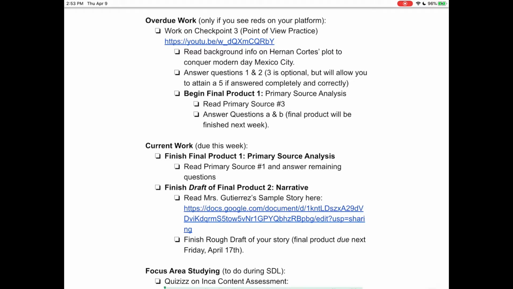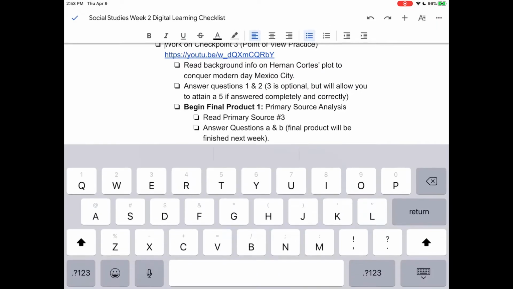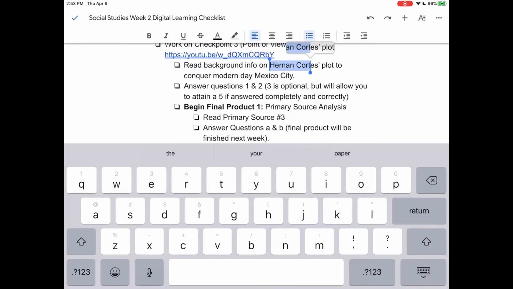But what we find when we actually look at what Hernan Cortez said in private, when he had a chance to justify his actions to the King of Spain, is that he did not talk about this mission to save people's souls. No, what Hernan Cortez talked about was to just extend Spain's power.